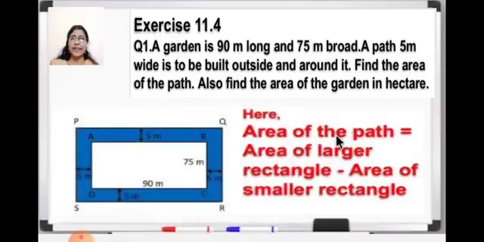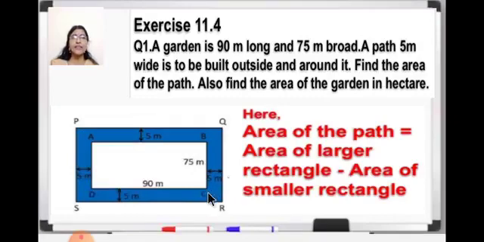So first we will write here, this is the figure, you will draw it. This is the garden. You can see here the length is 90 meter, and it's written here. You can write here also, 90 meter is the length of the garden and 75 meter is the breadth of the garden. Okay, and here this is the path which is 5 meter in width. You can see here from all the sides it is 5 meter wide.